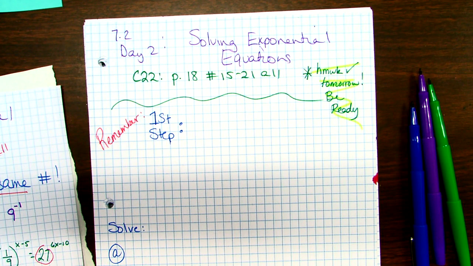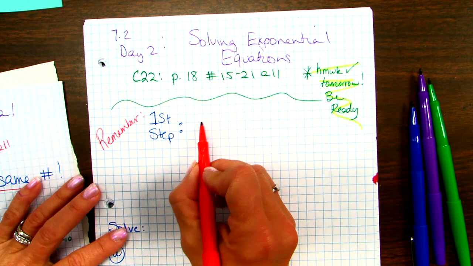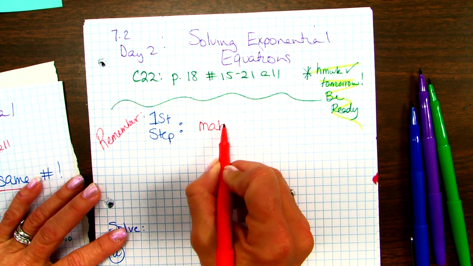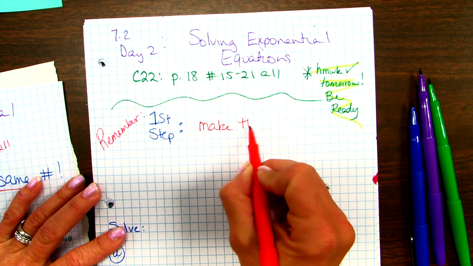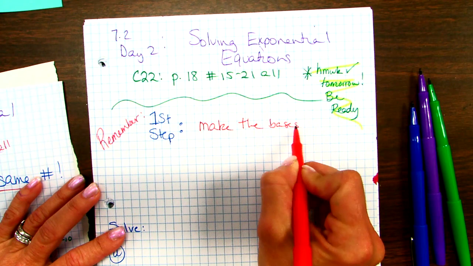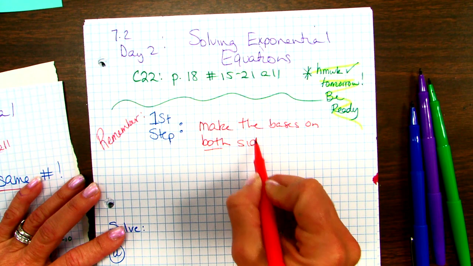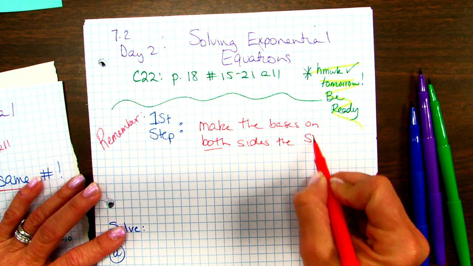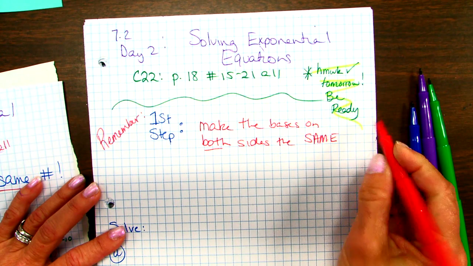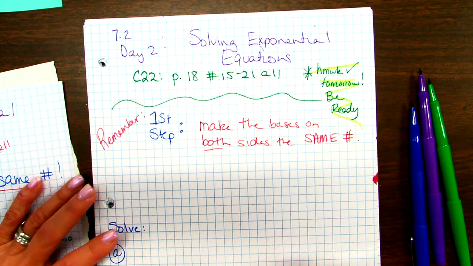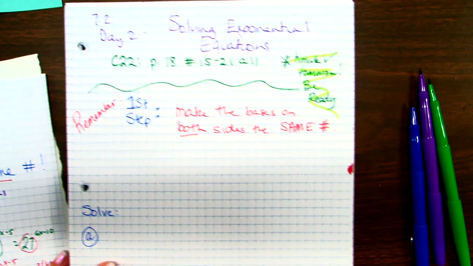All right. So remember yesterday we were solving exponential equations. The first step was to get like bases. So I'm going to just word it a little bit friendlier. Make the bases on both sides the same number. That's a number sign, not a hashtag, y'all.